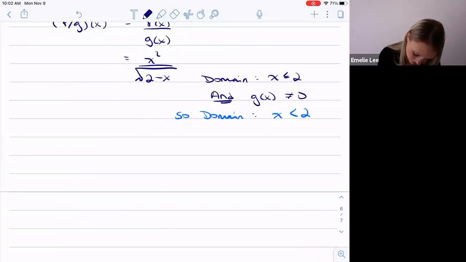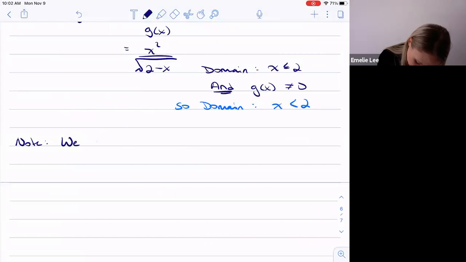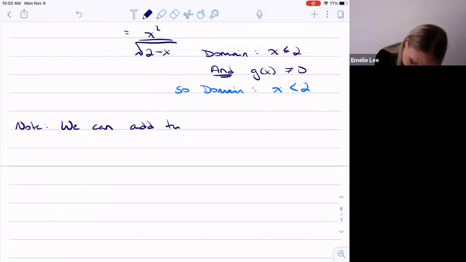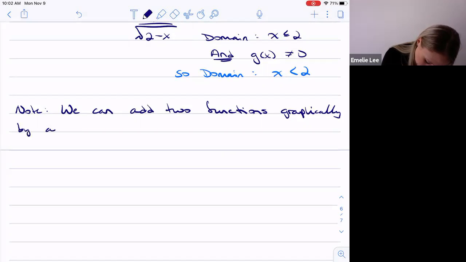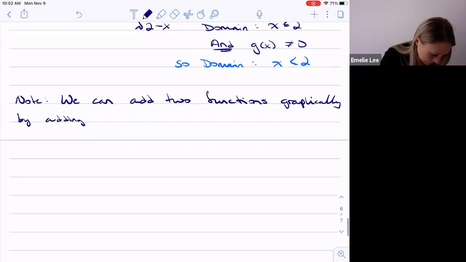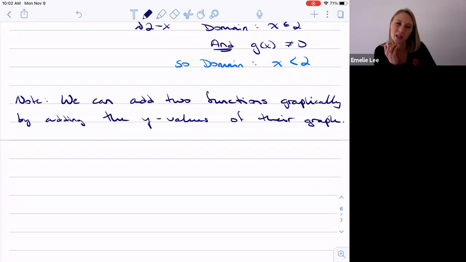I'll just make a note here. A note, we can add two functions graphically by adding the y values of their graph. Okay, that's just something that's good to know. It's not terribly important.